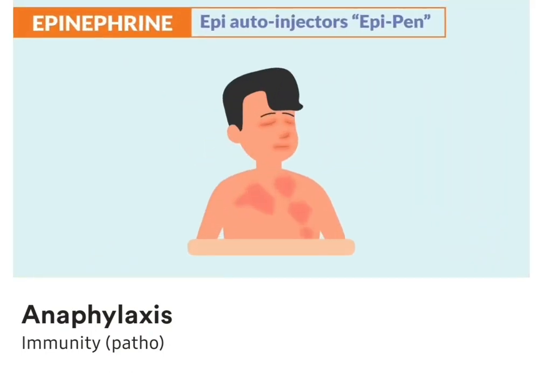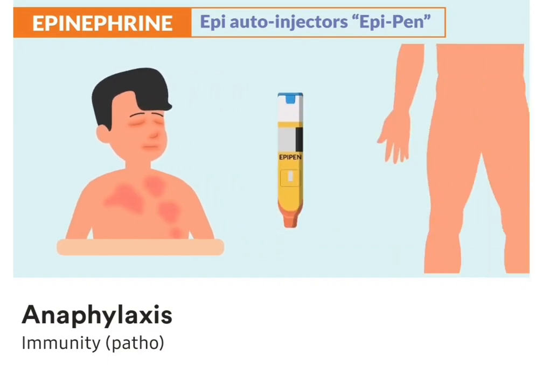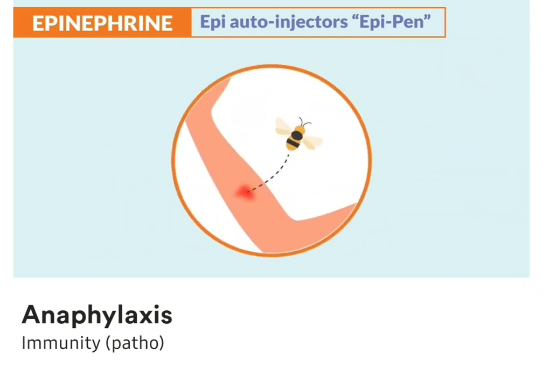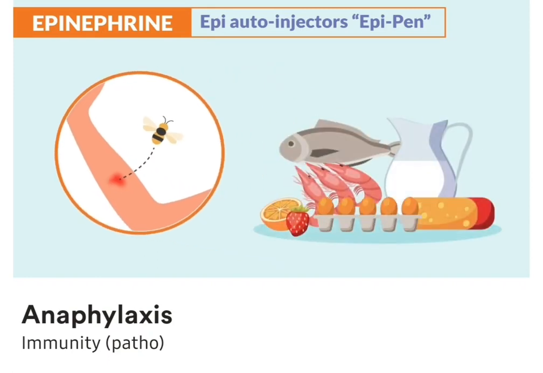For this lecture, we're talking about anaphylaxis, that severe allergic reaction. We give an EpiPen, or aka auto-injector, to inject straight into the outer thigh for an IM injection, typically after severe allergic reactions. For example, a bee sting or food allergies.